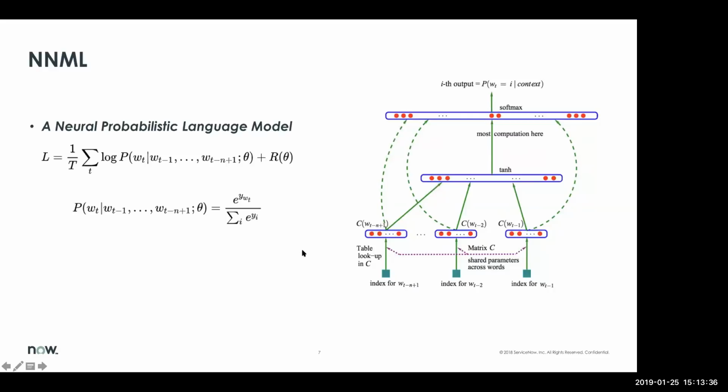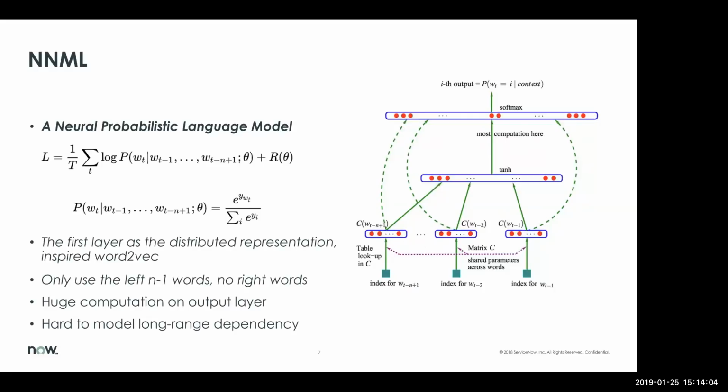From this paper, it found some similarity between words when it used this input representation to calculate the similarity score. It did find some relationships, but it's still, I would say, easy. And the problem for this model is that it just uses the left n-1 words.